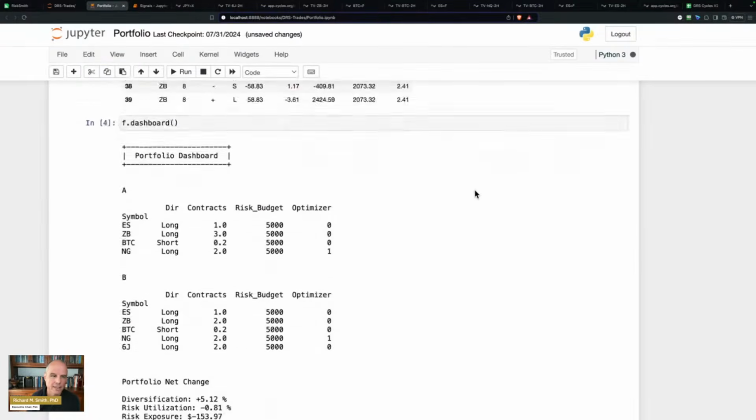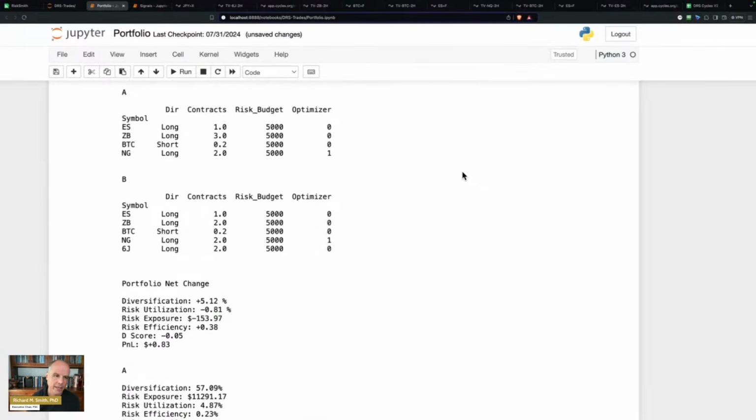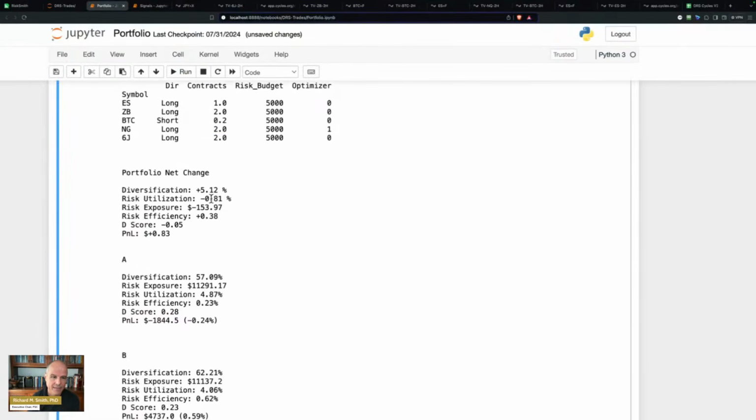Now we'll go down here and compare our 2 portfolios, A and B, right? So A has long E-mini, long bonds, short Bitcoin, long natural gas. And portfolio B has all the same, but adding the long yen, okay? By adding the yen, going long the yen, we added 5 points of diversification. We lowered our risk exposure by $154. We added another position. We didn't take anything else off.